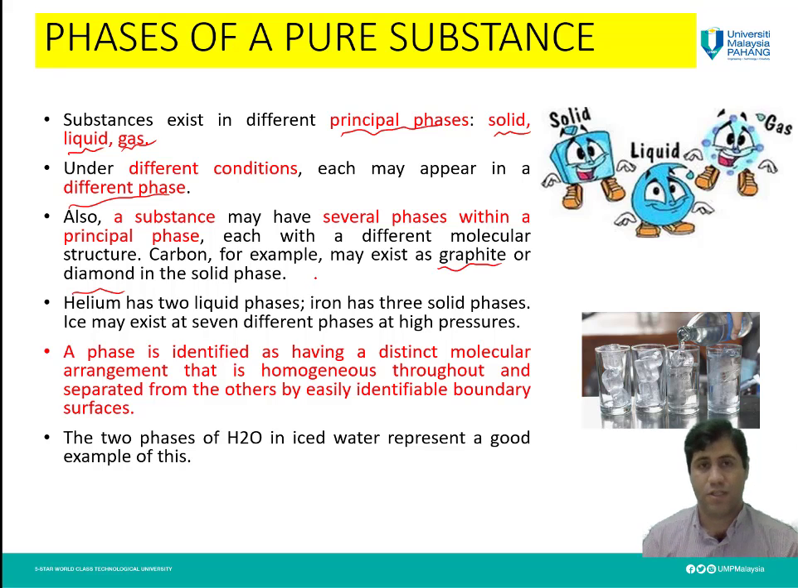We will have more discussion about how they are defined and how we can distinguish them. Usually it is easy to distinguish them, but sometimes it's not that easy to find the border to distinguish between liquid and vapor and so on. We will see some examples about that. And also we have a definition for phase. A phase is identified as having a distinct molecular arrangement that is homogeneous throughout and separated from the others by easily identifiable boundary surfaces.